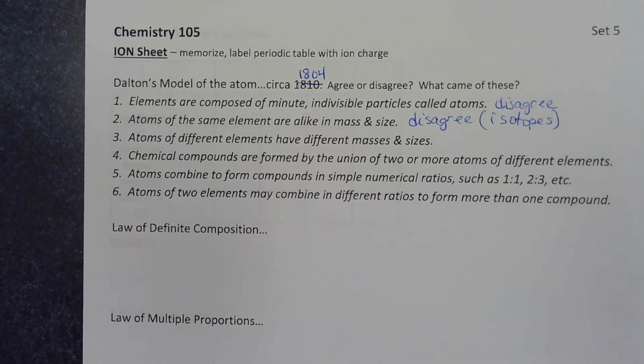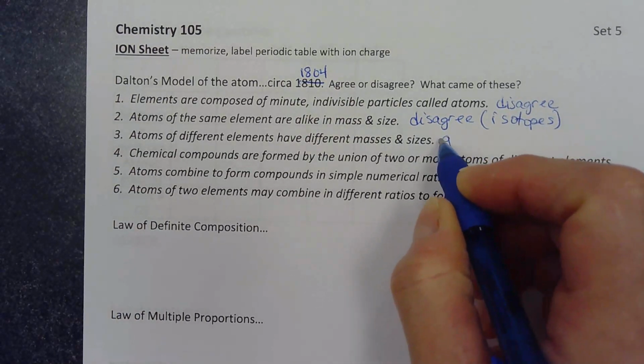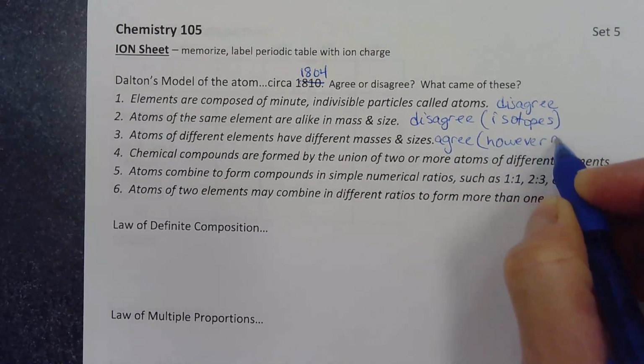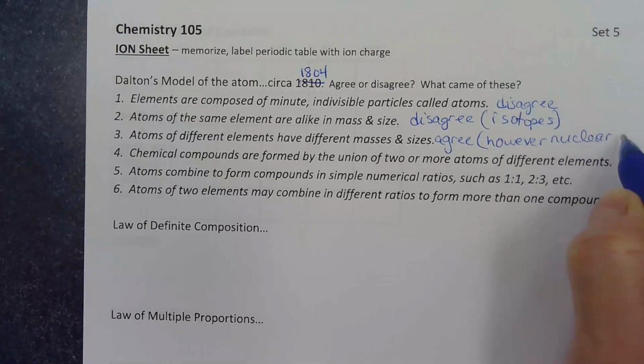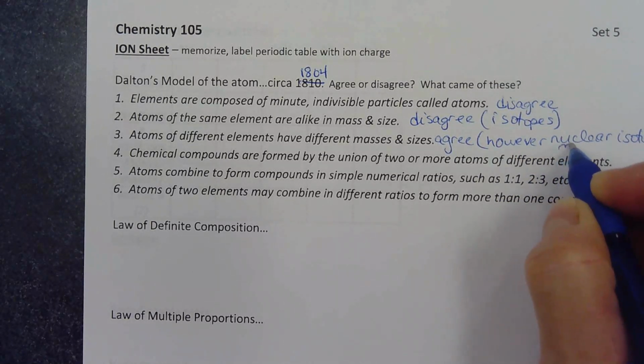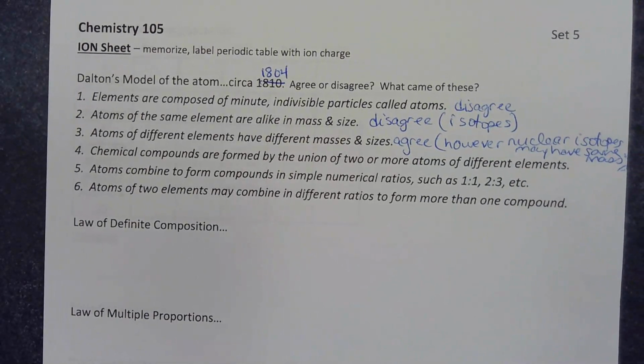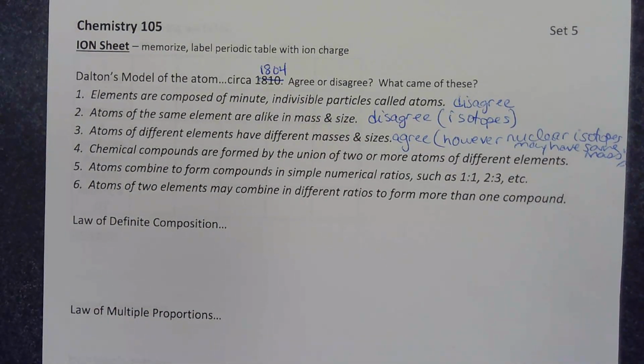Now you're scared to agree with anything. Atoms of different elements, so carbon and nitrogen and oxygen, are different mass, different size. Agree or disagree? We agree. That is true. We agree. However, I'm going to put we agree, however, nuclear isotopes may have same mass. So part of it is correct, part of it is not correct.